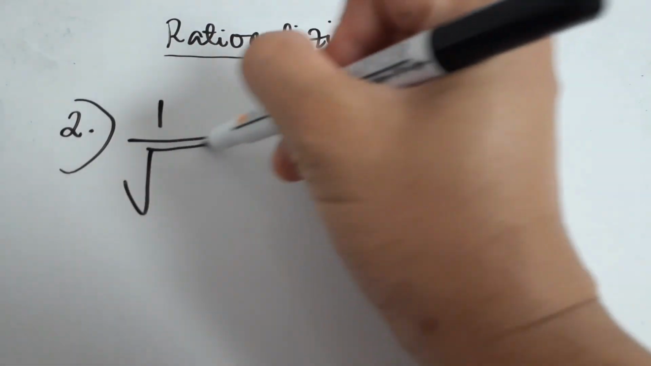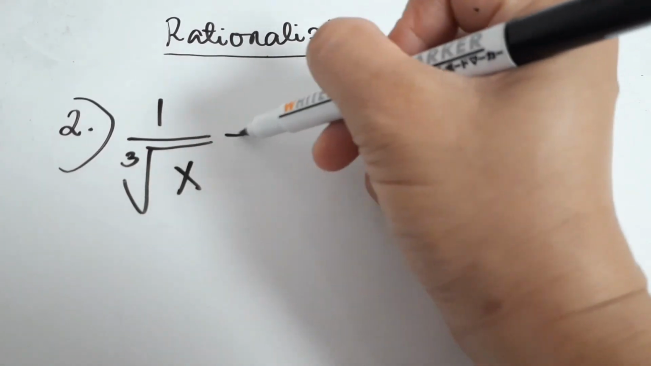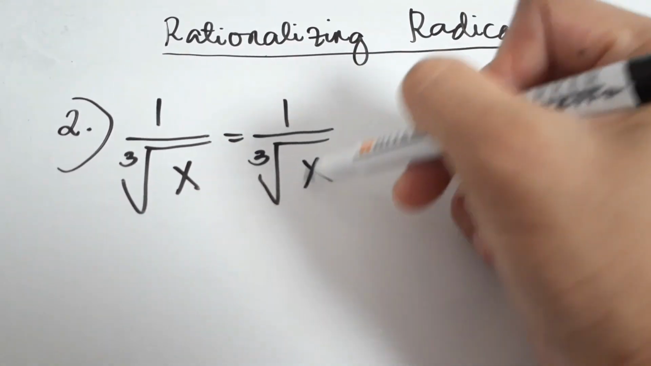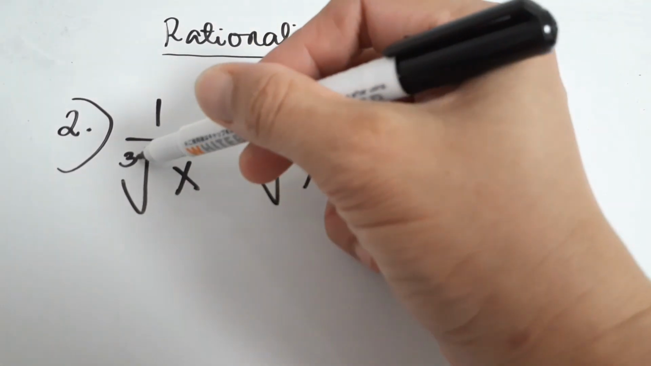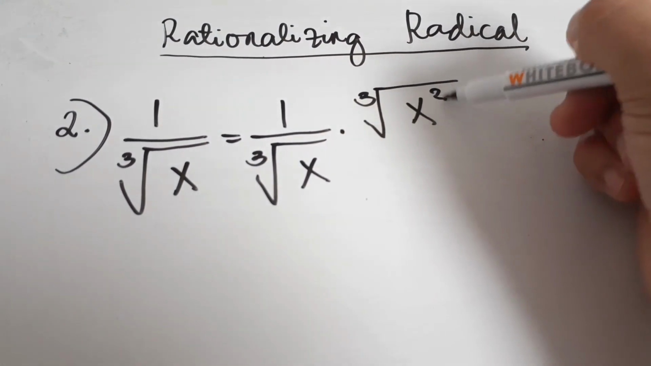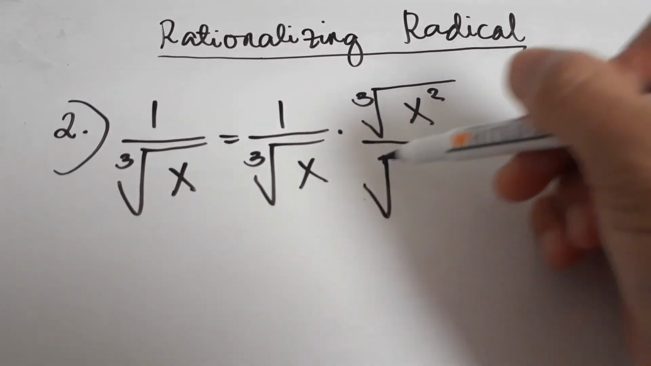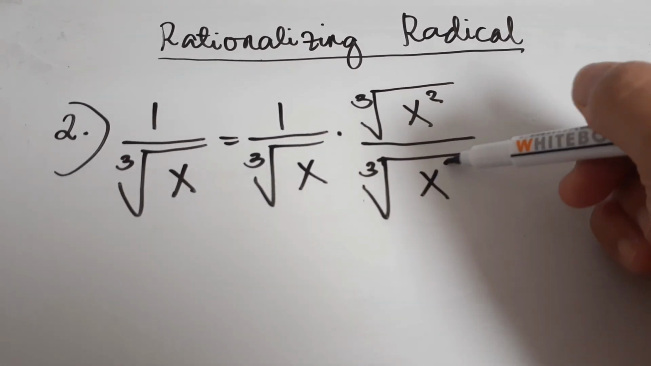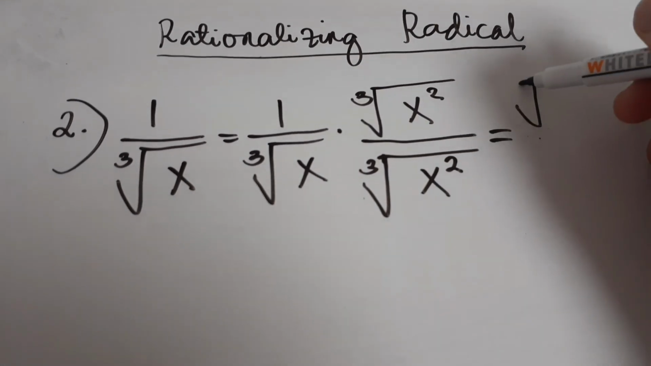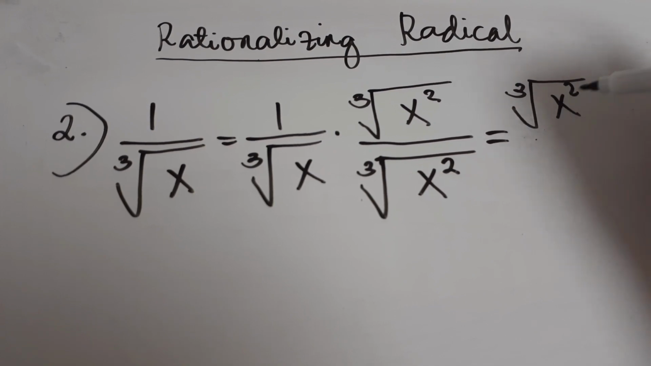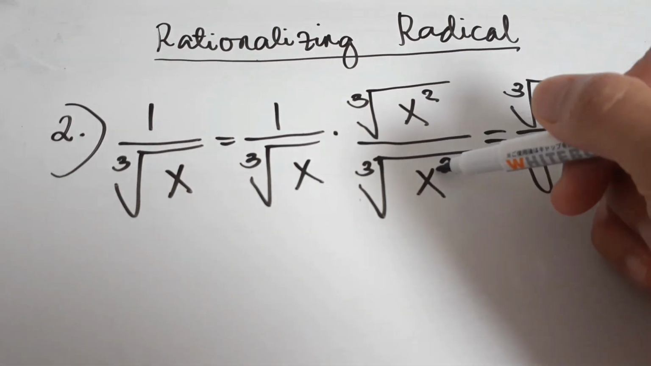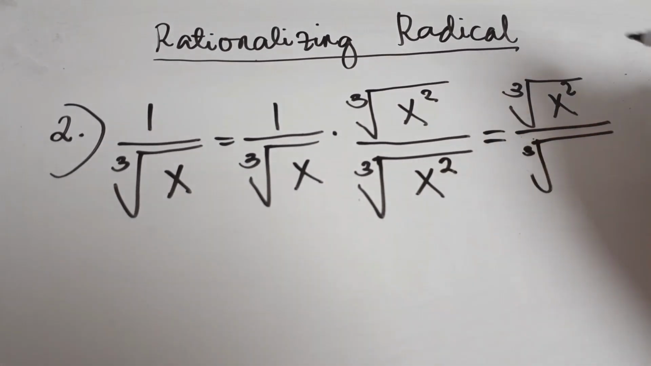If 1 over cube root of x, where our n is 3 and the exponent of x is 1, so our k is 1. 3 minus 1 is equal to 2. Therefore, we multiply its numerator and the denominator by cube root of x squared. 1 times cube root of x squared is cube root of x squared. Then cube root of x times cube root of x squared is cube root of x cubed.